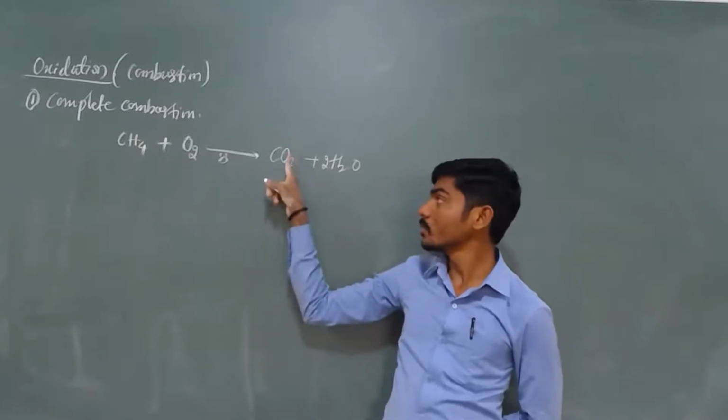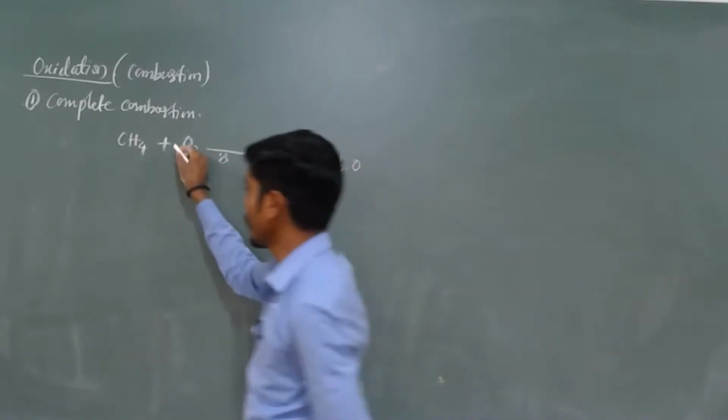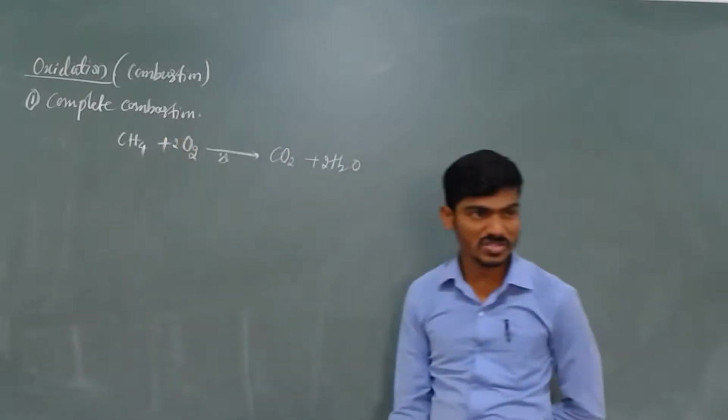Total 4 oxygens, because 2 plus 2 is 4. We'll already add it there. Add back 2 and 4, 2. This is the balanced equation.